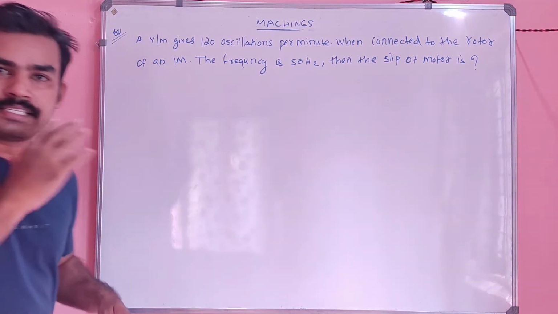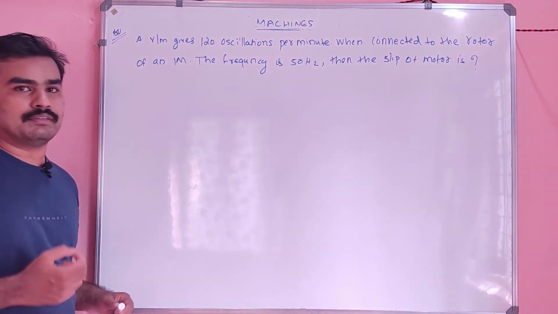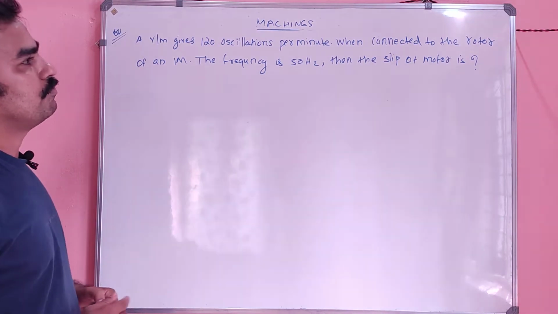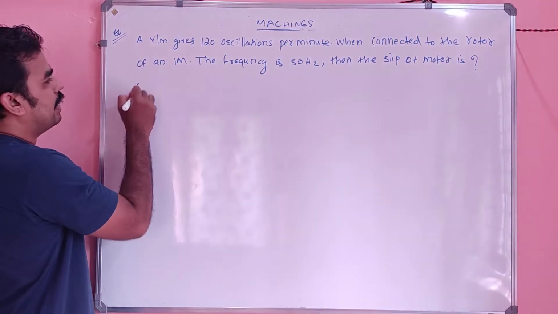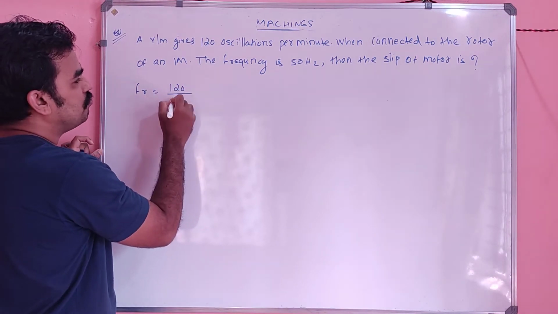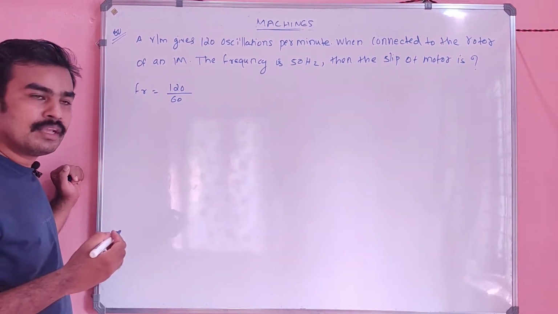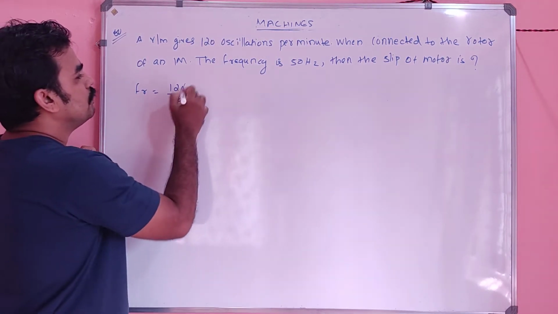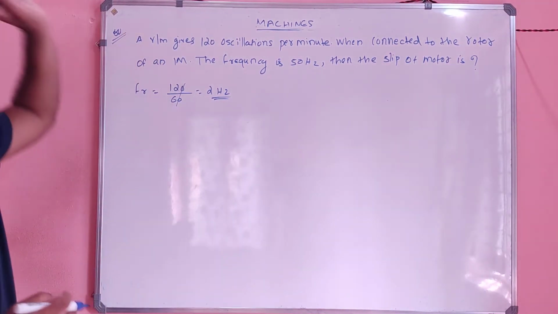Read the question carefully. These types of questions you may expect in your examination. Not very lengthy, but you have to think a little in order to get the answer. A voltmeter gives 120 oscillations per minute when connected to the rotor of an induction motor. That means the rotor frequency is directly given by Fr equal to 120 oscillations per minute. But frequency will be a per second value, so in order to convert minutes into seconds, divide by 60. So it will be 2 hertz. So the rotor frequency is directly given by 2 hertz, okay?